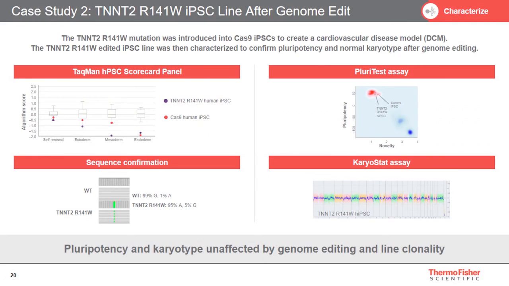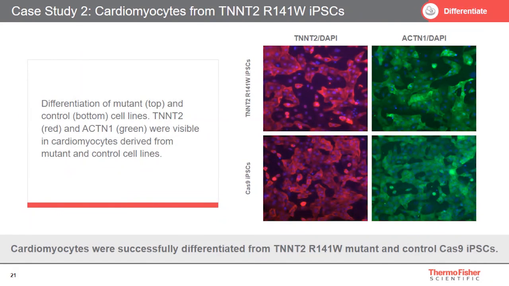Just like before, after introducing the R141W mutation into the troponin T2 gene, we assayed for pluripotency and karyotype, and we saw that the edited line displayed normal karyotype as well as pluripotency, just like we did before. After confirming the genomic edits, both the Cas9 parental control line and mutant line were differentiated into cardiomyocytes. And here you can see that the mutant line differentiated normally, similar to the Cas9 parental line.